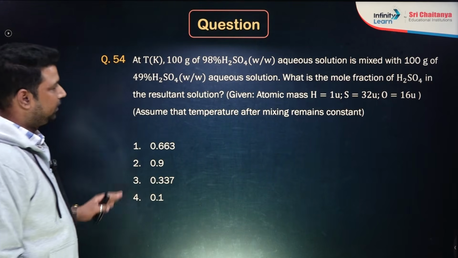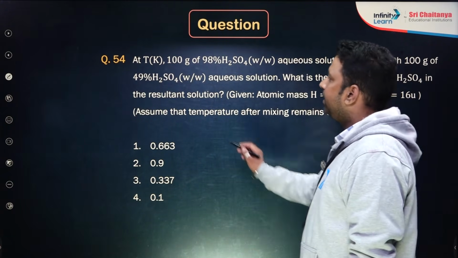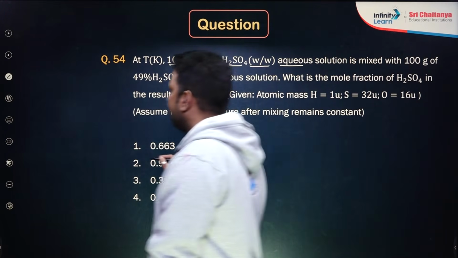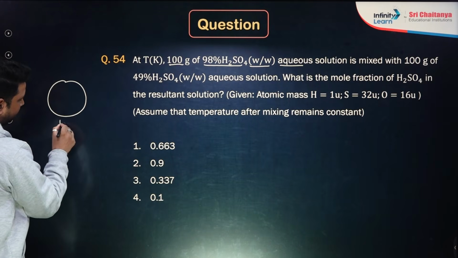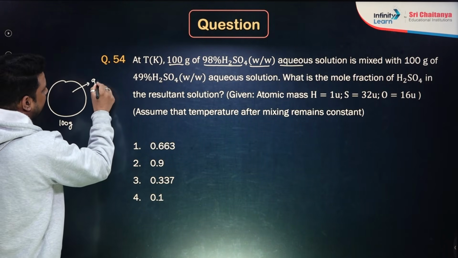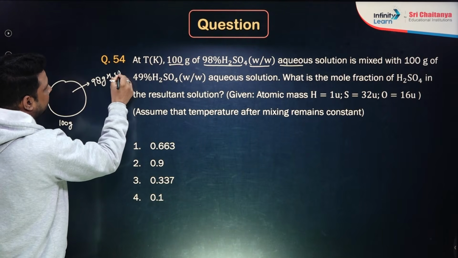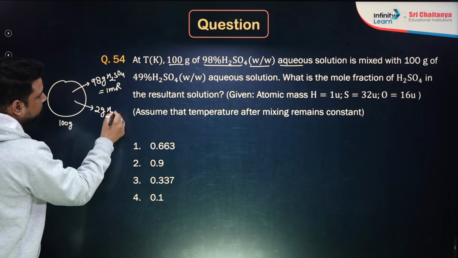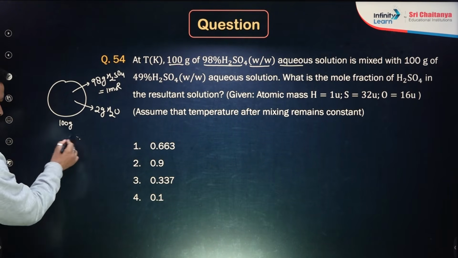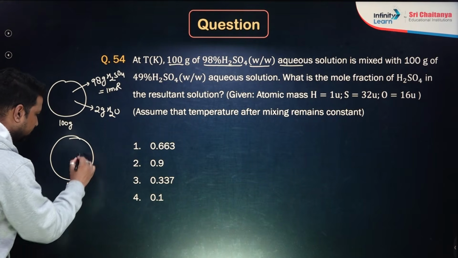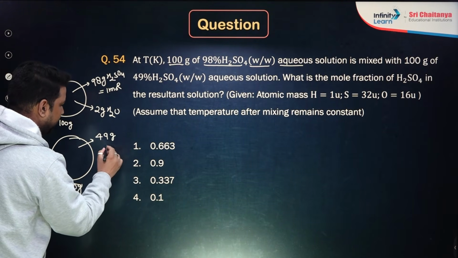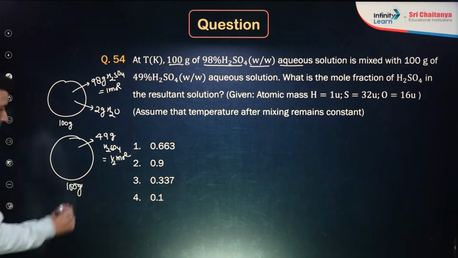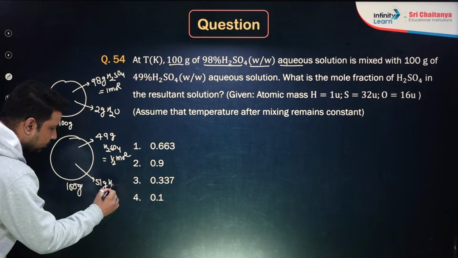Again, this question is taken from the concentration terms. 100 gram, 98% H2SO4, weight by weight, aqueous. We can assume a sample of 100 gram which contains 98 gram H2SO4. You can say it is 1 mole. It has 2 gram water. Second, 100 gram solution again which contains 49% means 49 gram H2SO4. It means half mole. And the remaining 51 gram will be water.